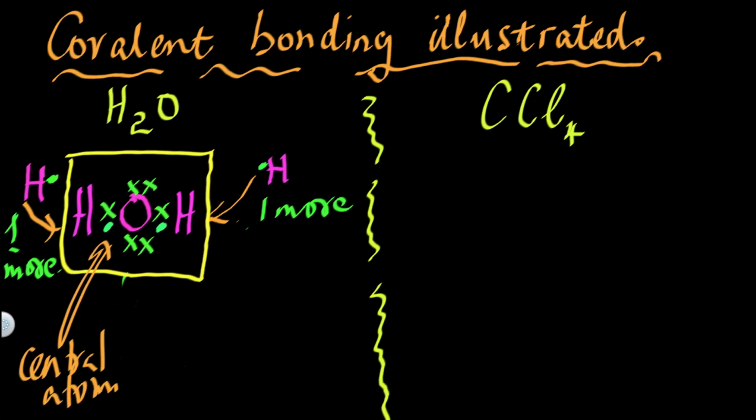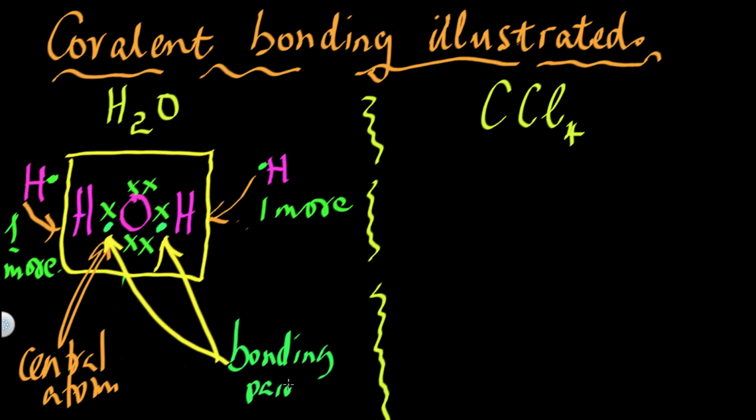These 2 electrons here and there, we call those a bonding pair. So these are the bonding pairs. The shared pair of electrons is called a bonding pair. The other electrons that are not shared, like these electrons here, we call them lone pairs. So these are lone pairs.